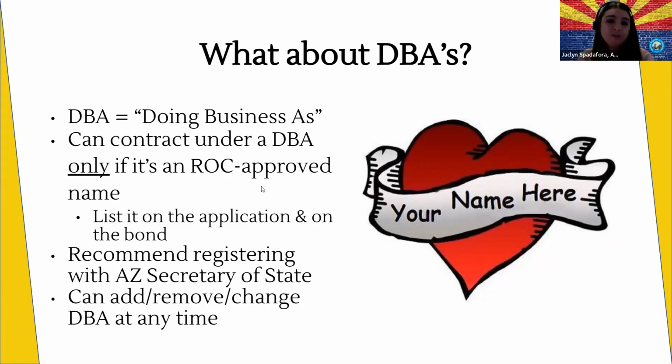You can register that DBA with the Arizona Secretary of State. It is optional, but we do recommend that. You can always add, remove, or change that DBA at any time throughout your license. That's just an additional form you send in to us to advise us of that change, and some additional documents would be needed. But if you don't add one from the very beginning and later on determine you need one or you want one, that can be done at a later time.